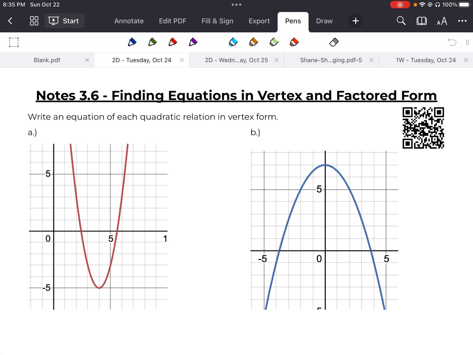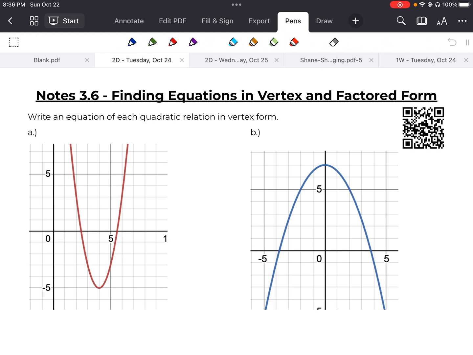Hello everyone. Today we are going to be finding equations from vertex and factored form. So we'll be looking at graphs and trying to figure out what their equations are, which is the opposite of what we just accomplished. We had equations and we graphed them from the equations. The big thing you want to look for here in a graph is, do you know the vertex or do you know the x-intercepts?